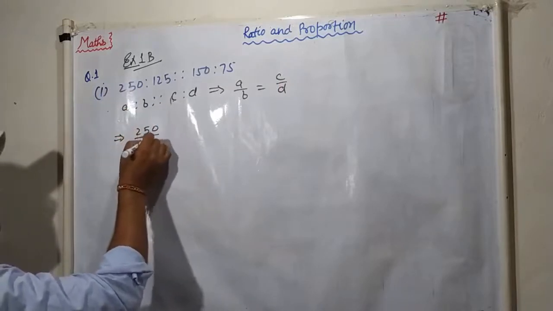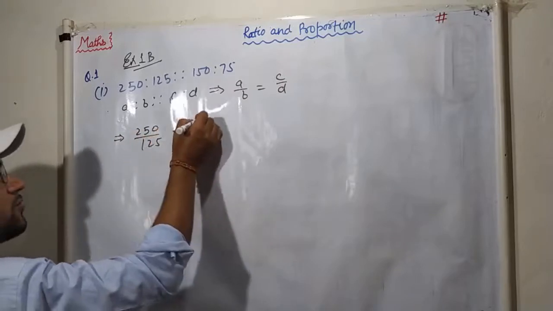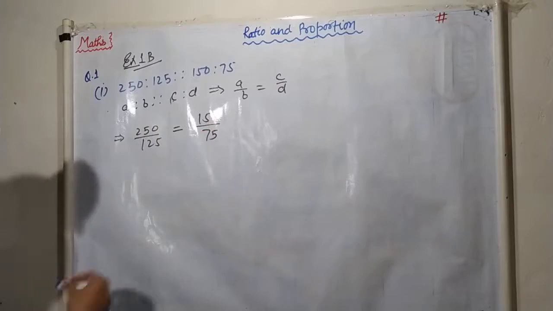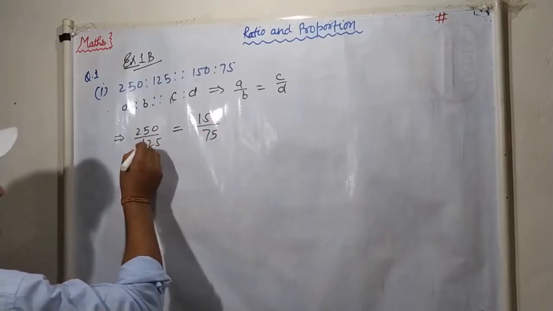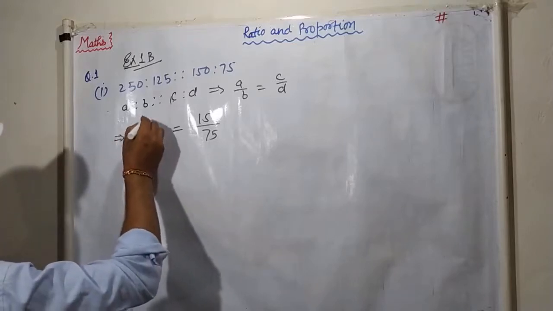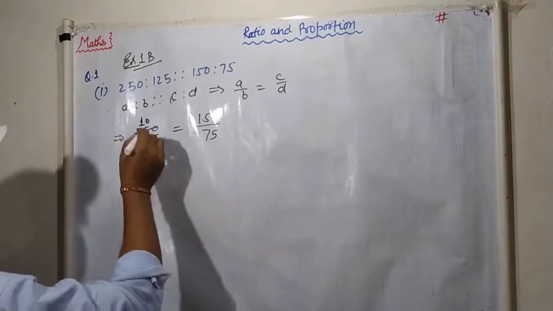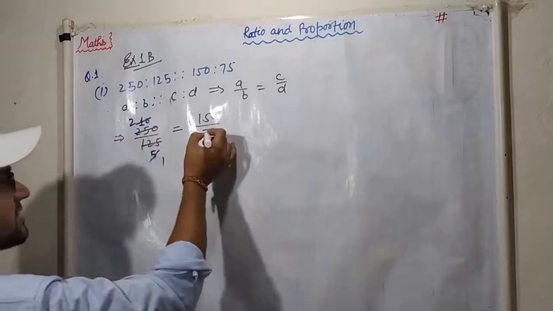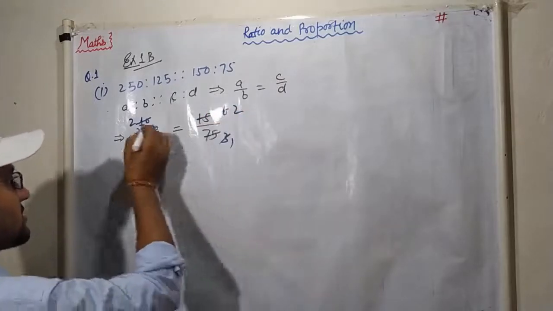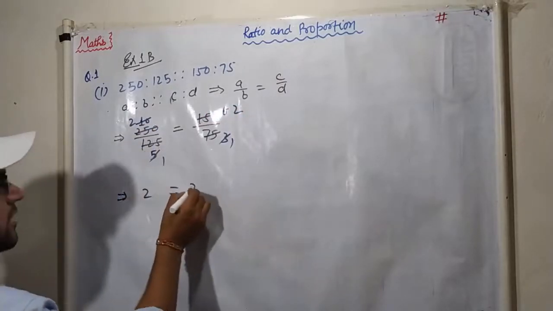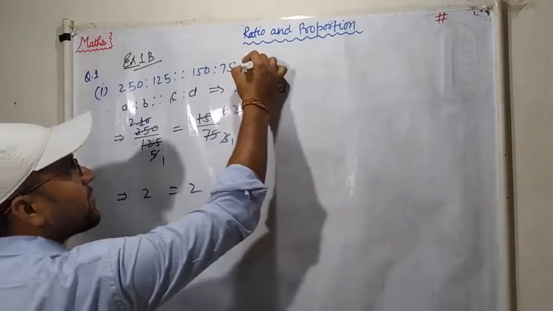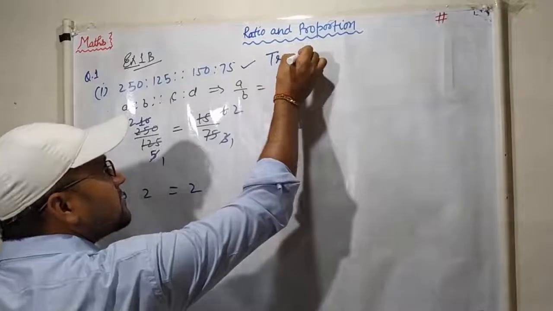See this one same as it is. 250 upon 125 is equal to 150 upon 75, and if it can be cancelled by any number, you will cancel this one. 25 5s are 125 and 25 10s are 250. Here 5 1s are 5, 5 2s are 10. Same as it is here, 3 and 6. 3 1s are 3, 3 2s are 6. Here on the left side you will get 2, and on the right side also you will get 2. So hence it is in proportion, means that statement is true for you.